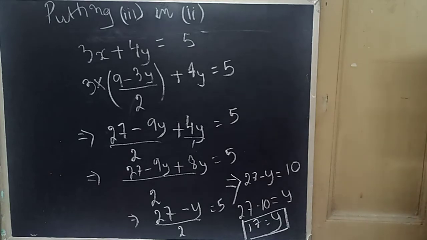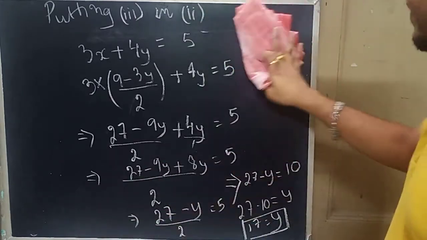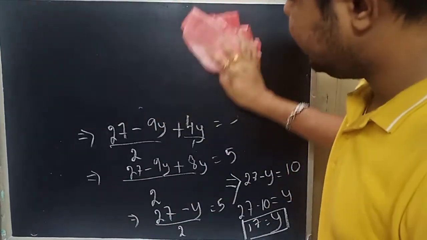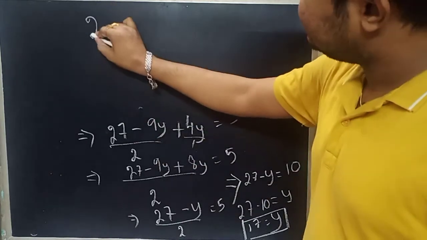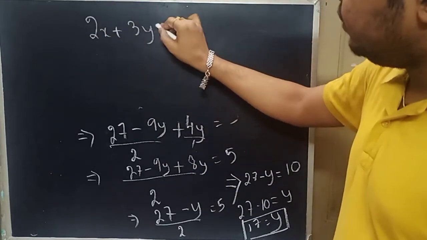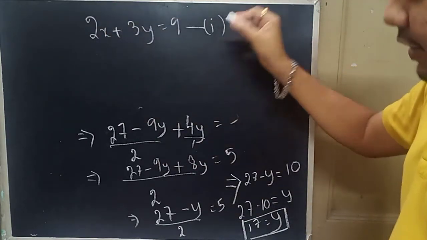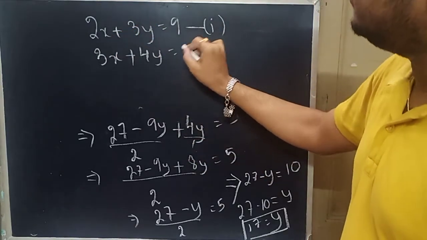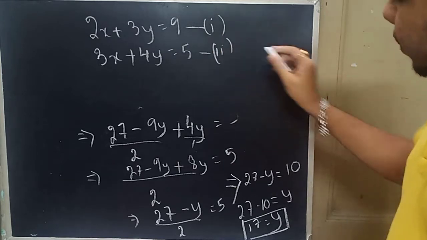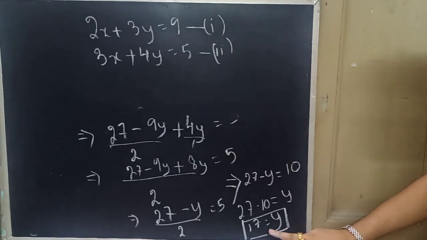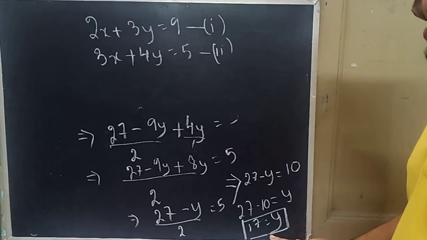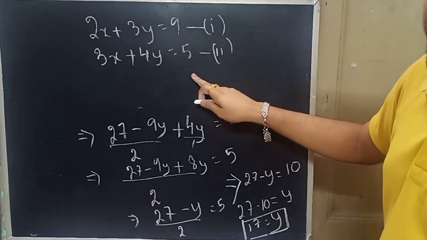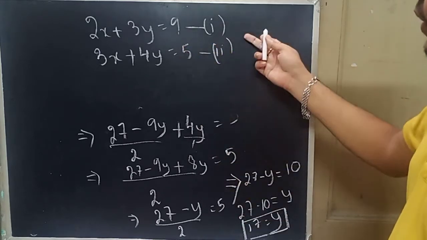After getting the value of y equal to 17, I had taken two equations, yes or no? My first equation was 2x plus 3y equal to 9. This was my first equation which I took earlier. And my second equation was 3x plus 4y equal to 5. So now I know the value of y as 17. So I can place this value of y either in equation 1 or in equation 2. It depends upon you. So you can choose any one.